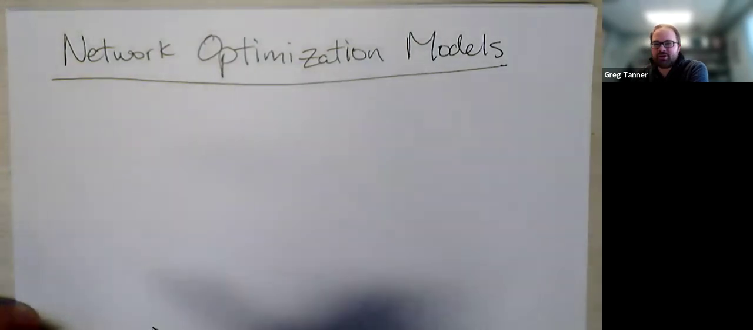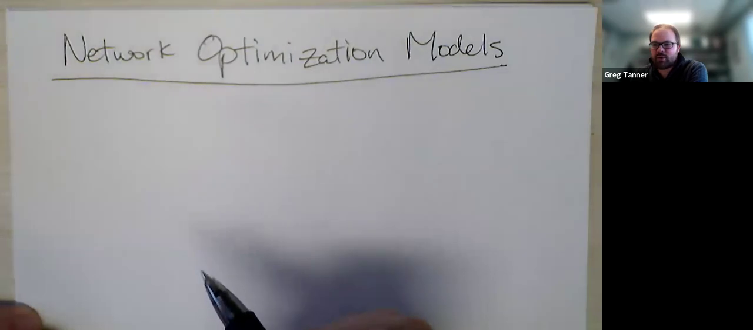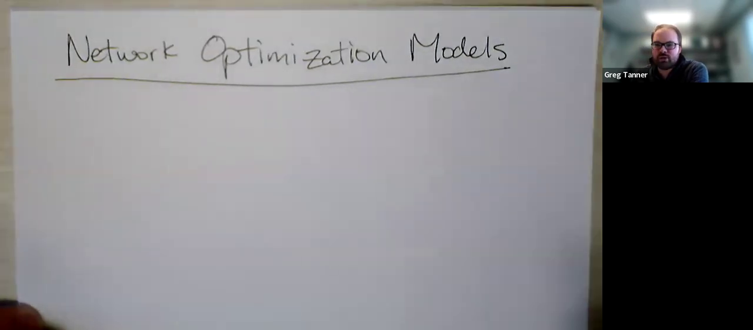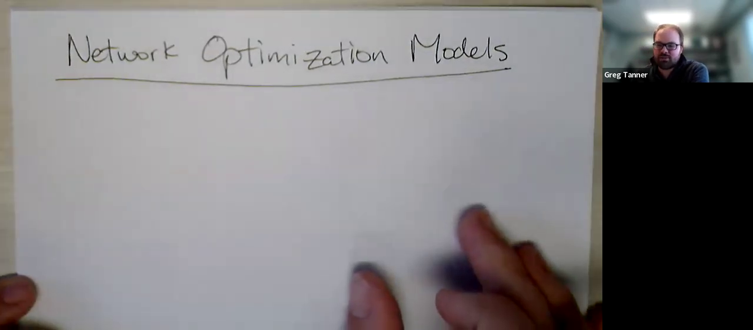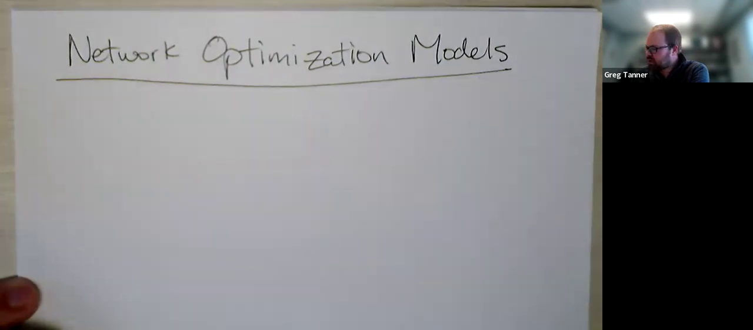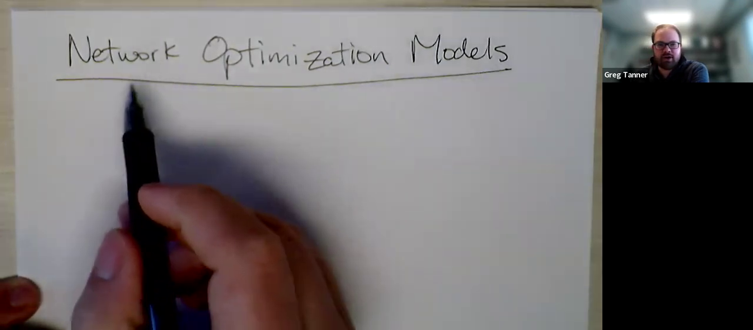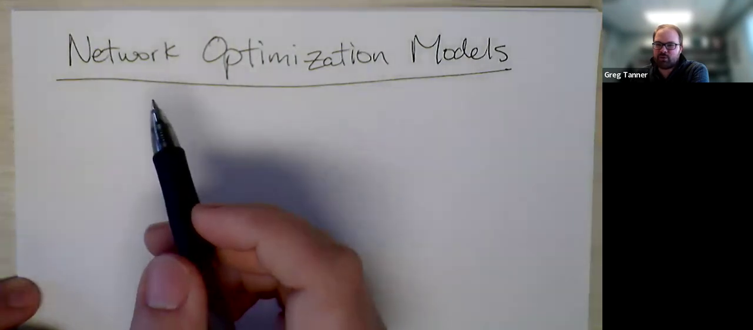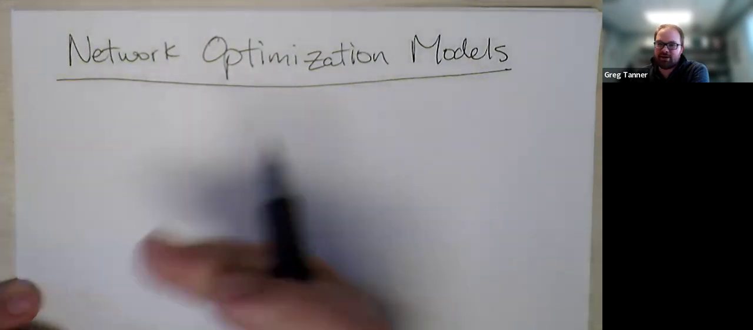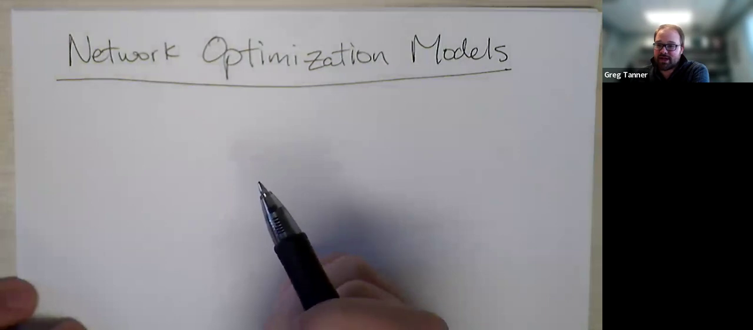This first one, we're going to be talking about network optimization models. This first video will cover a lot of the vocab, as well as introduce some of the main models that we'll be meeting this chapter. So network optimization models, the big idea is that we're building networks and then doing linear programming on those networks.